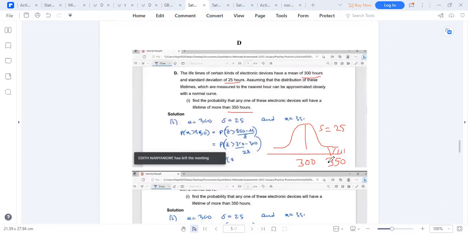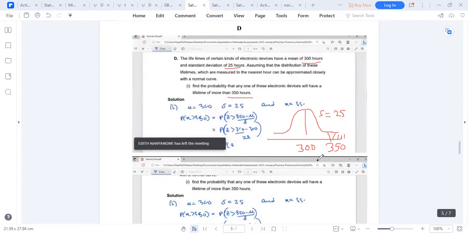So using ESA: illustrate, standardize, and shade. So the mean is always at the 0 here. And this 350 will standardize it. So what's the formula for standardizing? Z is equal to what? Z is equal to X minus.